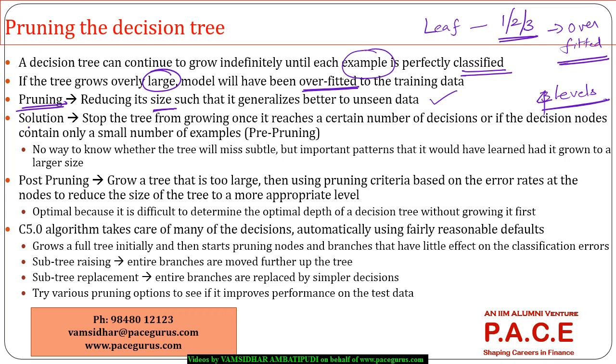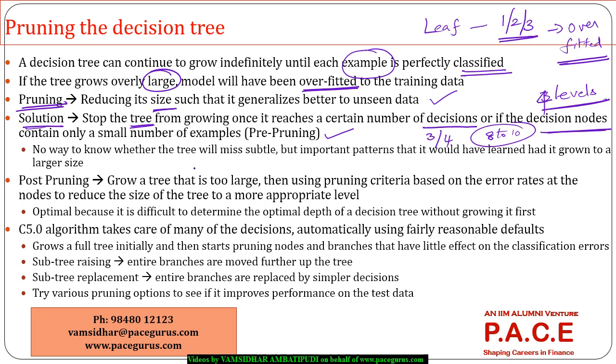So one of the solutions is prune. Stop the tree from growing after, let's say, 3 levels or 4 levels. After a certain number of decisions are reached, after 3 or 4 levels, number of nodes, let's say if the number of nodes come to 8 or 10 overall, stop the tree from further growing. So that is what we are calling as pre-pruning. Before the tree gets built itself, we are doing the pruning process.